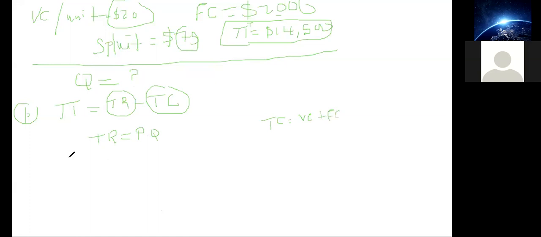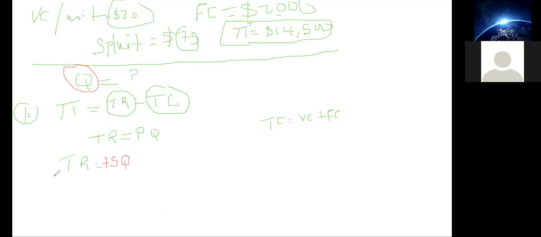So we know the total revenue. Remember, the goal here is to find the quantity. This question is about finding the quantity that must be sold in order to achieve a profit of 14,500. So P, we know our P. P is the same as the price, selling price per unit multiplied by the quantity. So this will be 75 quantity. Now we have our total revenue function.